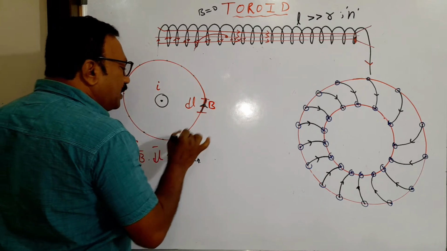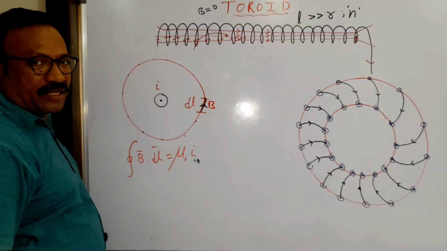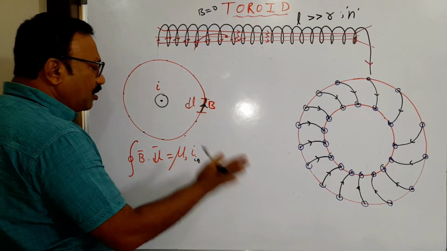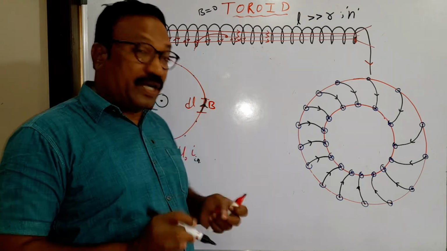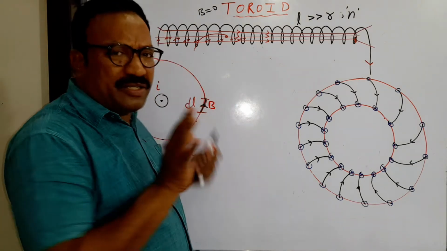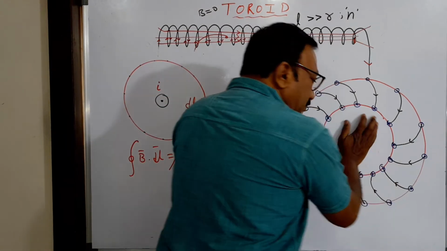Summing up of all these B dot dl over the closed curve is called integral B dot dl, which is equal to mu naught times I. So this formula I am applying now. First, what I will do in this toroid now? Already formulas are over. Again I am proving. I will prove the magnetic field here is 0.